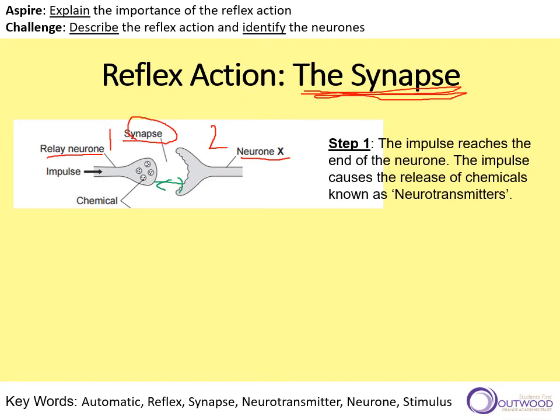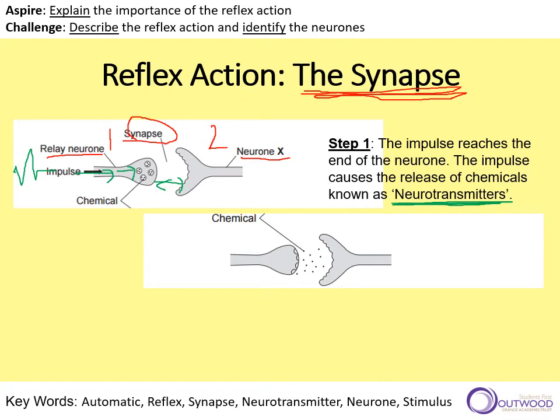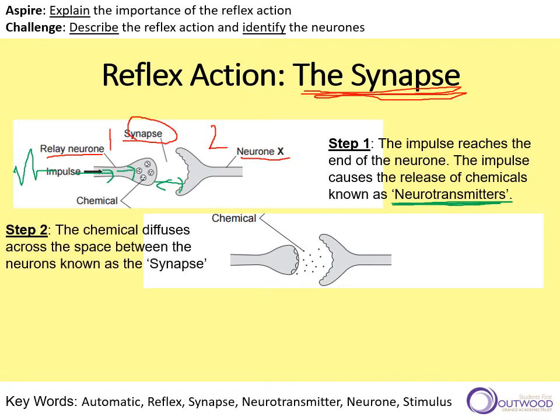Now, what happens is the electrical impulse is coming down here. But the problem is the electrical impulse can't jump across that gap. Okay? So what it does is it causes these chemicals, you can see these circles here, known as neurotransmitters, I'll underline that word, it causes them to be released. And what happens? Those chemicals diffuse across the space known as the synapse. Okay, so the chemical diffuses across.